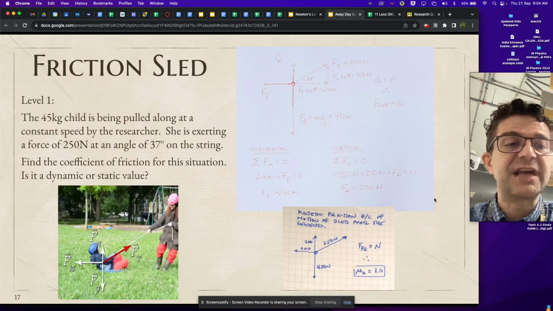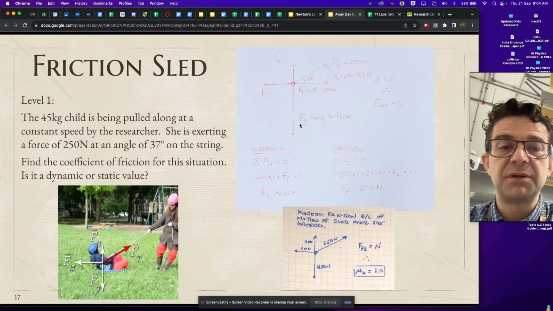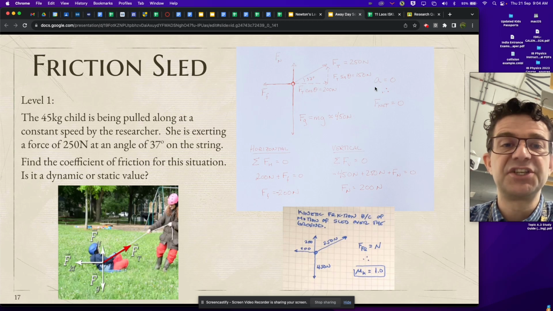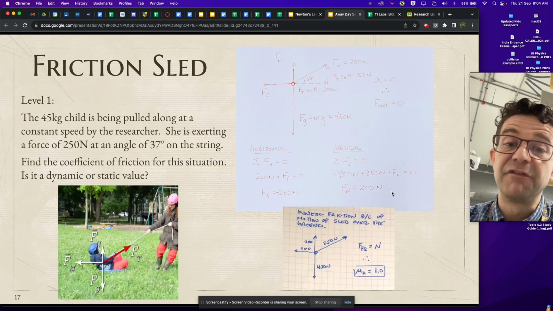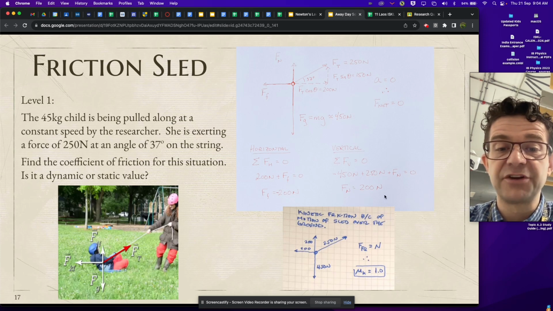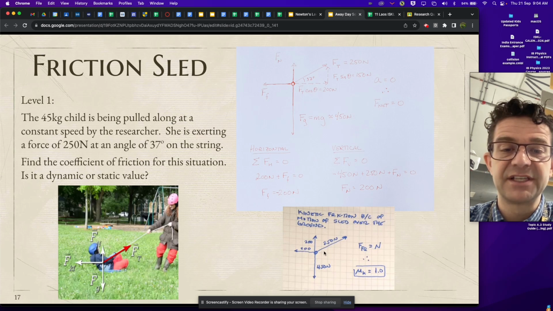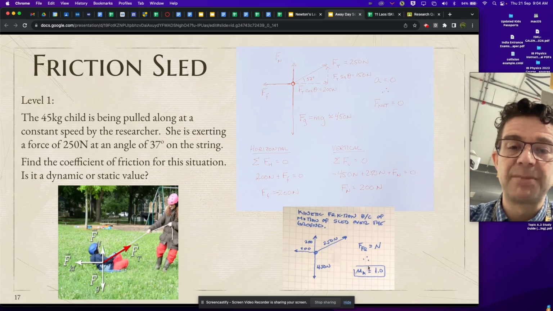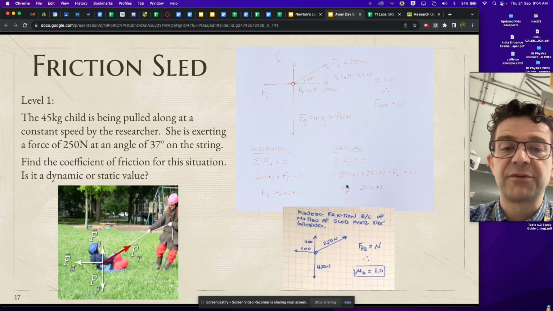Here's the friction sled. I've included the problem from before because, of course, you need to know what the values of the forces are in order to find the coefficient. Unfortunately, this has the same mistake that I made before. The normal force should be 300 newtons. So when I've calculated this incorrectly, my number comes out wrong in this picture. But the upward force, remember, the normal force is 300 newtons.